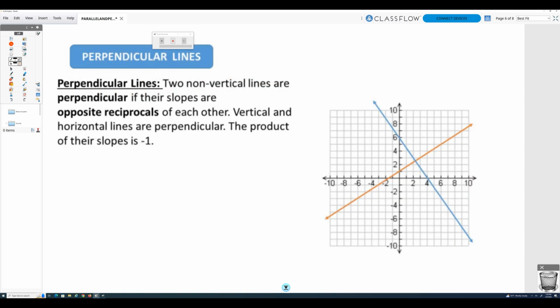Remember that perpendicular lines intersect each other, forming right angles. The slopes of two non-vertical perpendicular lines are opposite reciprocals. Opposite because they have different signs, one positive and the other one negative. The product of opposite reciprocals is -1.